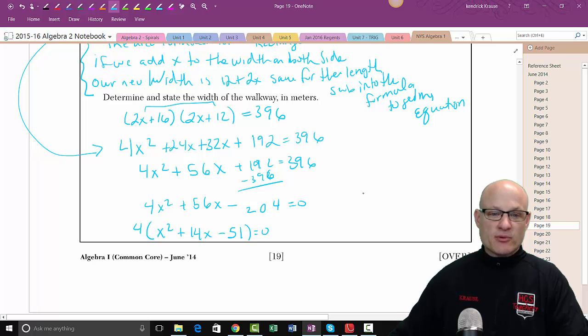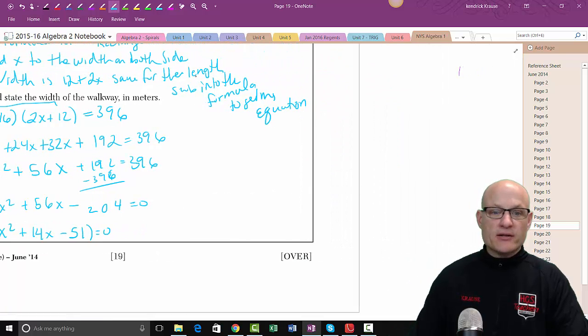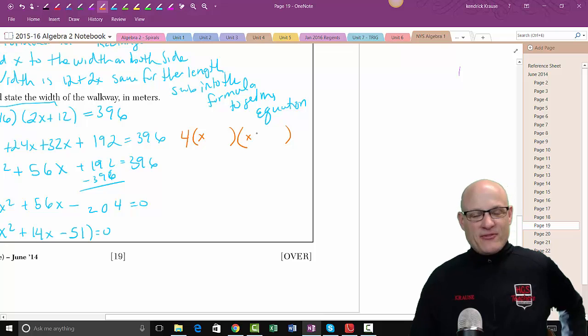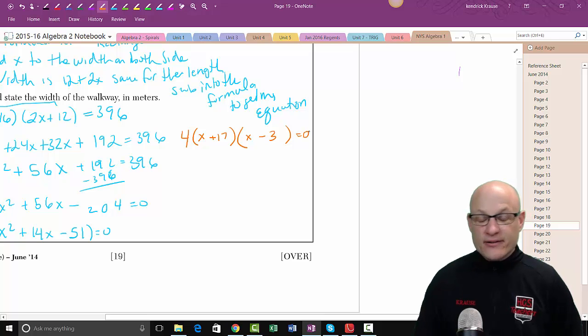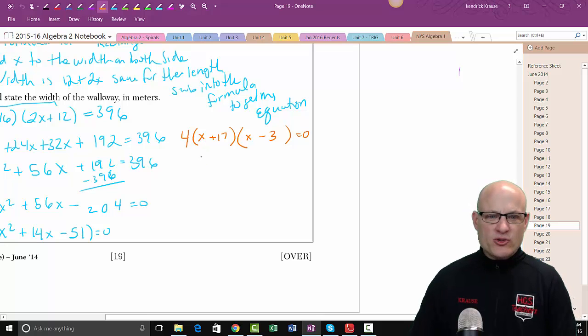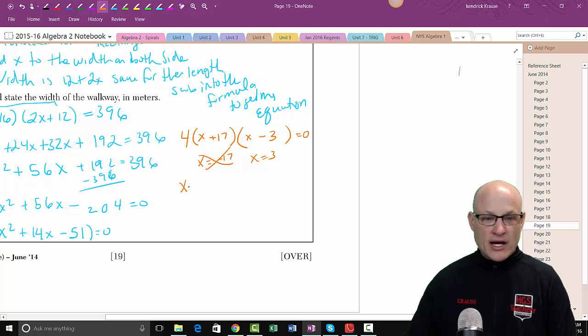Equals 0. Now I'm going to bring this over here to factor, get it away from my big head, get you a different color. So we'll go 4. Now they have to multiply to x squared, so that's not a problem, x and x. They have to multiply to negative 51 and add up to 14, so that would be positive 17 and negative 3. And you can check my math. 17 times 3 is 51. 17 minus 3 is 14. So my two answers are x equals negative 17, which is stupid, and x equals 3. So my x value is 3.